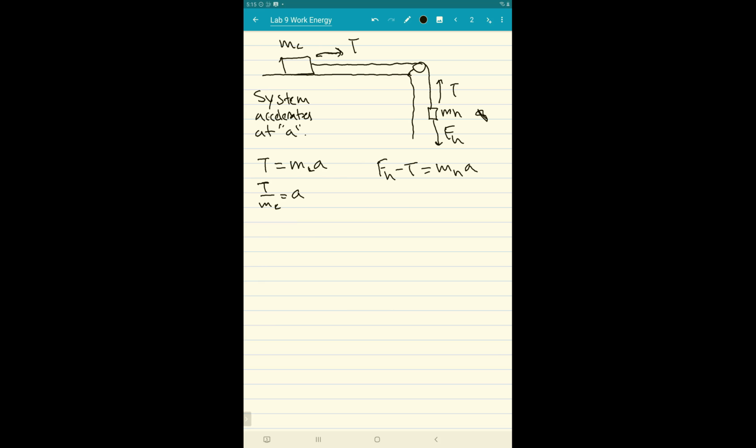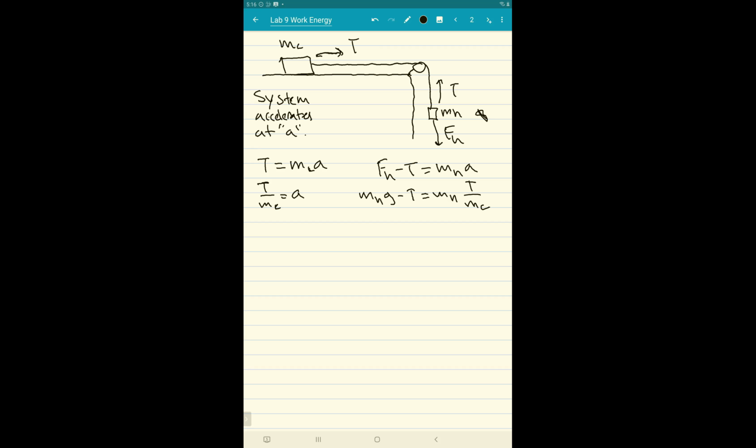I can substitute that directly into this equation over here. And I should mention, the force of the hanger is actually going to be the mass of the hanger times G, right? That's going to be the weight of the hanger. That's what FH is supposed to be. So I can write that as mhg, mass of the hanger times G, minus T is equal to mass of the hanger times A, but A is actually T over mc. And now I can solve this for T.